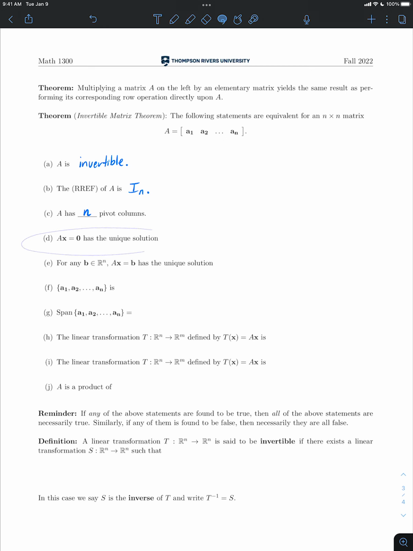Okay. The associated homogeneous system to the matrix A. Every matrix has an associated homogeneous system.